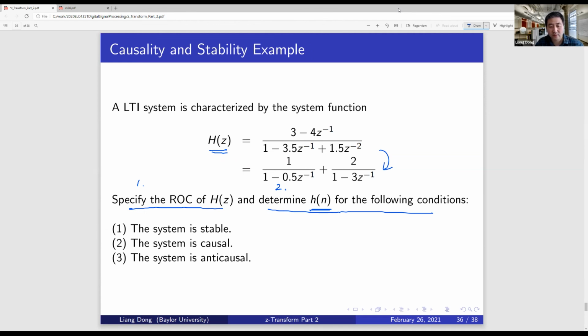The first is that the system is stable. The second is that the system is causal. The third is that the system is anti-causal. So for the different conditions, you specify the region of convergence and find h[n]. This is also a hint that for the same system function, I may have different h[n] depending on whether it's causal or anti-causal, and so on and so forth. Okay, so let's work on that.